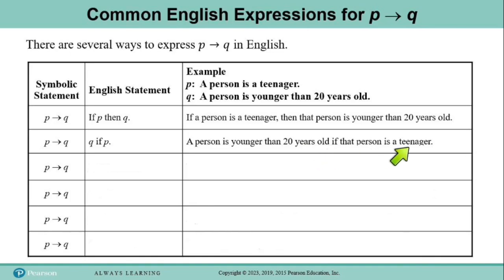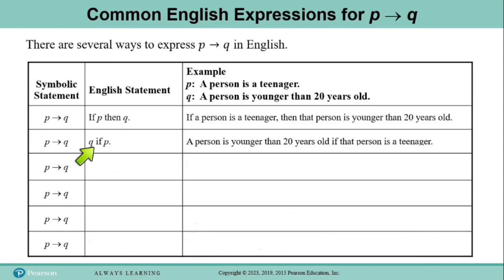Q if P. Now I want you to look back up here and notice something. In our first English statement, we had if P, then Q. And when we look at the symbolic statement, the labels are in the same order. So if P, then Q, and in symbolic form, if P, then Q. And in both cases, we get to the P first and then the Q.